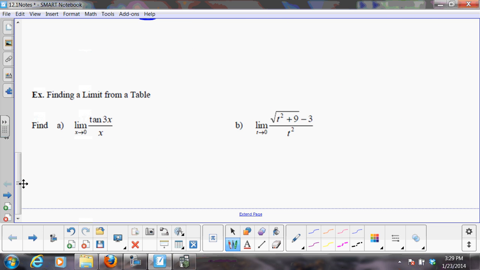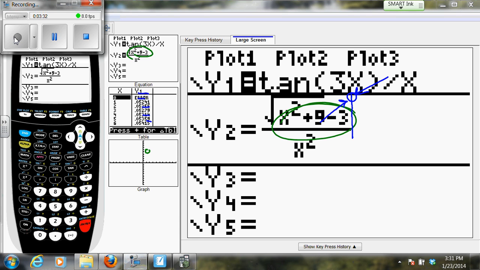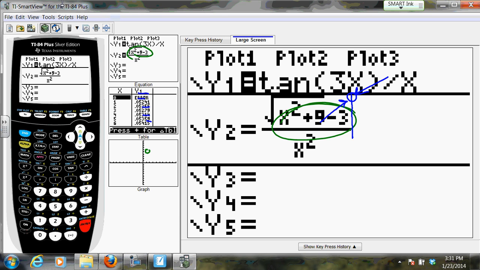So finding limits from tables. We're going to put in tan 3x over x. I'm going to put that into y1, and then I'm going to put the second one into y2. So I put both of them into y1 and y2. I turned y2 off so I can only see y1. Oh, let me get rid of this stuff. There we go. So you only see y1.